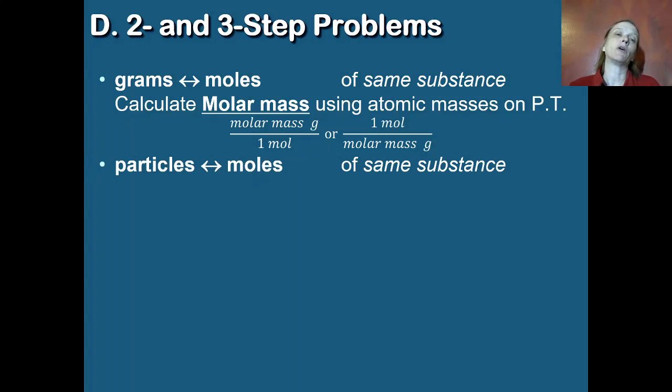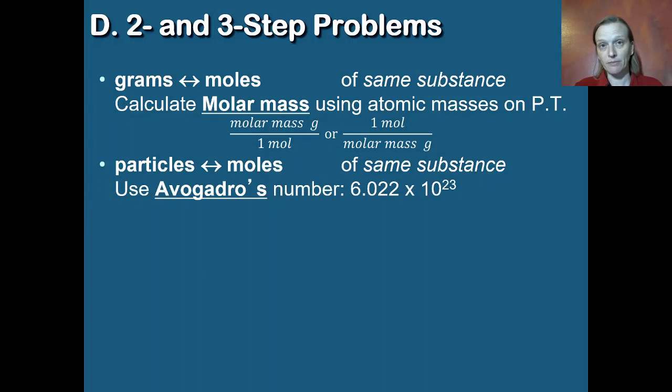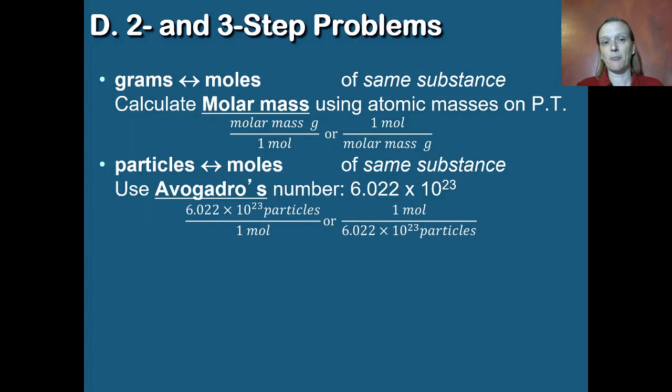If you're going between particles and moles of the same substance, you need to use Avogadro's number. You need to use 6.022 times 10 to the 23rd. Again, we've used this conversion factor before. This is hopefully just a reminder, but there are 2 different versions of this conversion factor. You can either have Avogadro's number up top or you can have Avogadro's number down below.